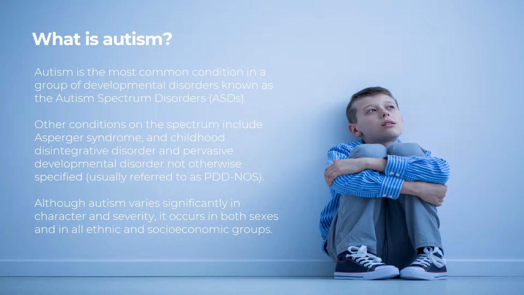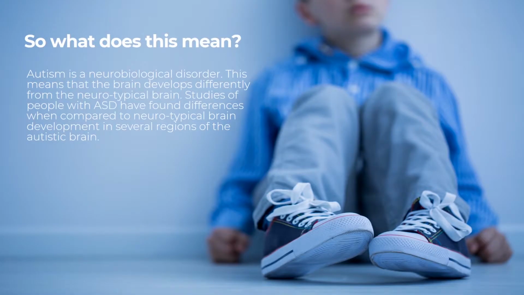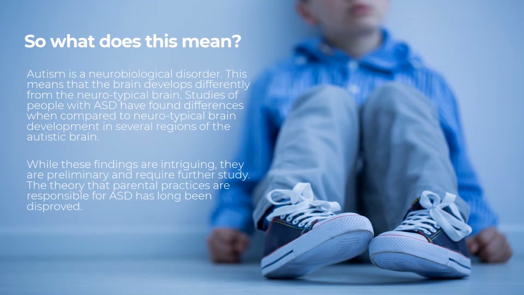ethnic and socioeconomic groups. What does that mean? Autism is a neurobiological disorder. This means that the brain develops differently from the neurotypical brain. Studies of people with ASD have found differences when compared to neurotypical brain development in several regions of the autistic brain. While these findings are intriguing, they are preliminary and require further study. The theory that parental practices are responsible for ASD has long been disproved.